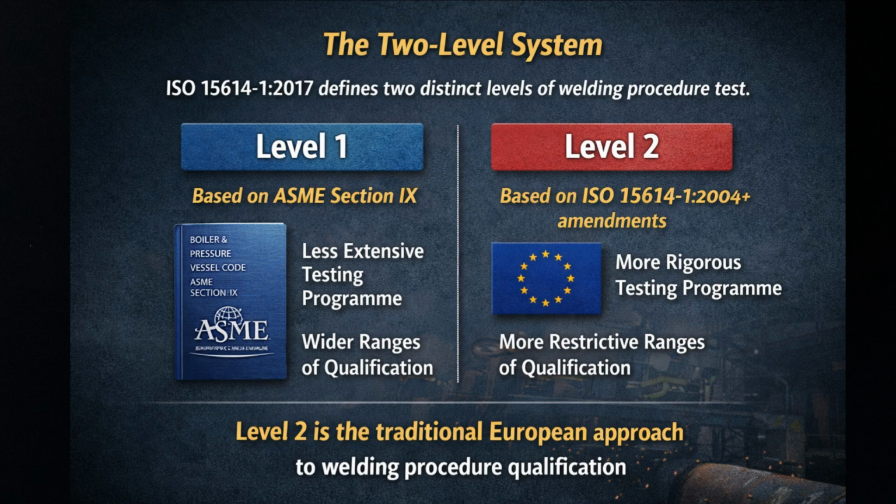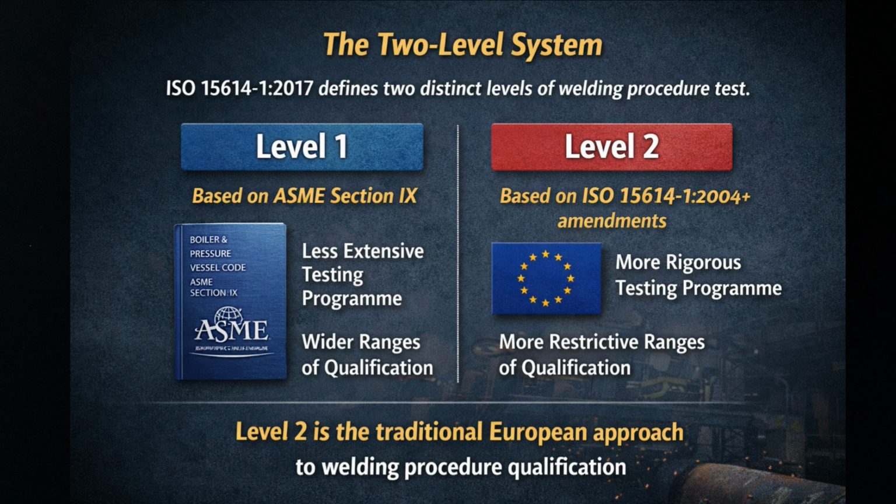Level 1 is based on the requirements of ASME Section IX, the American Society of Mechanical Engineers Boiler and Pressure Vessel Code. It has a less extensive testing program and wider ranges of qualification. It was introduced specifically to align with projects where ASME-based requirements apply. Level 2 is based on the previous version of this standard, the 2004 edition with its amendments. It has a more rigorous testing program and more restrictive ranges of qualification.